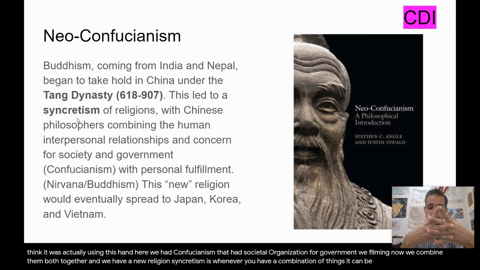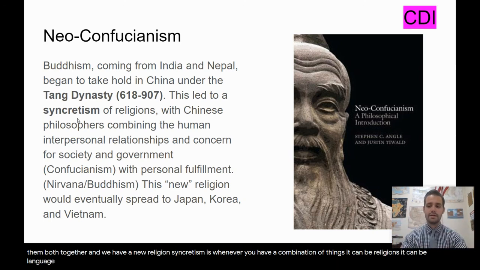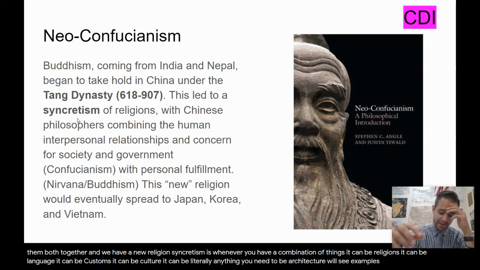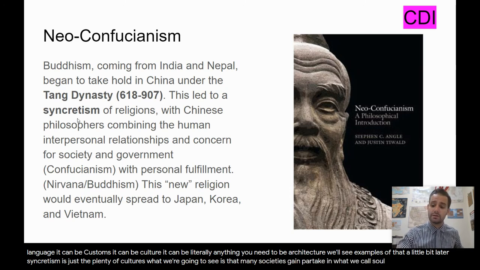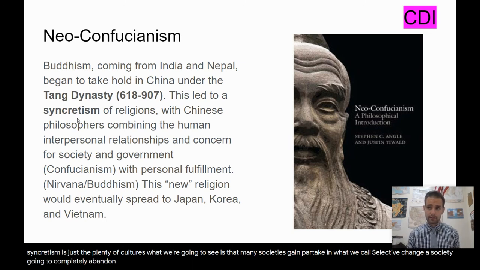It can be religions. It can be language. It can be customs. It can be culture. It can be literally anything. It can even be architecture. We'll see examples of that a little bit later. Syncretism is just the blending of cultures. What we're going to see is that many societies partake in what we call selective change. A society may change, but that doesn't mean that they're going to completely abandon everything.